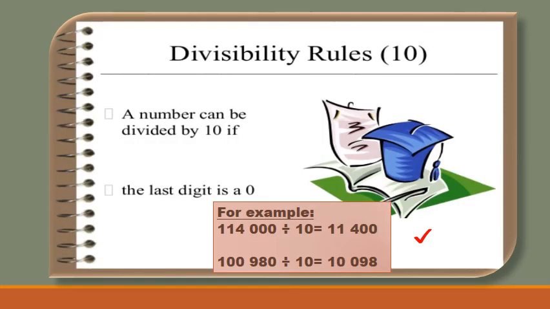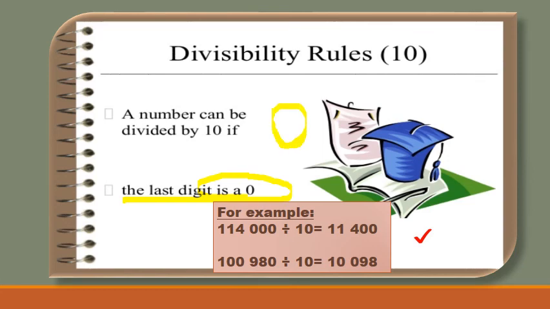Here is the divisibility rule for 10. A number can be divided by 10 if the last digit is a 0. In other words, a number is divisible by 10 if the digit at the units place of the number is 0.